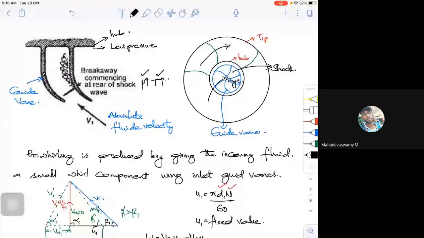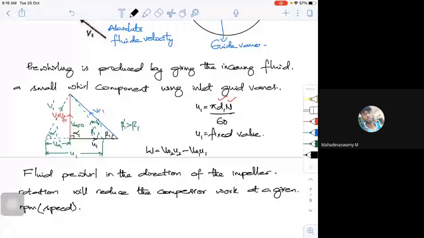So when I have this pre-whirling, this pressure and temperature are kept under control, even though I'm paying a little bit of penalty. That penalty is a reduction in the work. But even though I'm paying a little penalty, I'm able to safeguard my compressor or the turbomachine from disasters. That is the major reason for going for this pre-whirling.